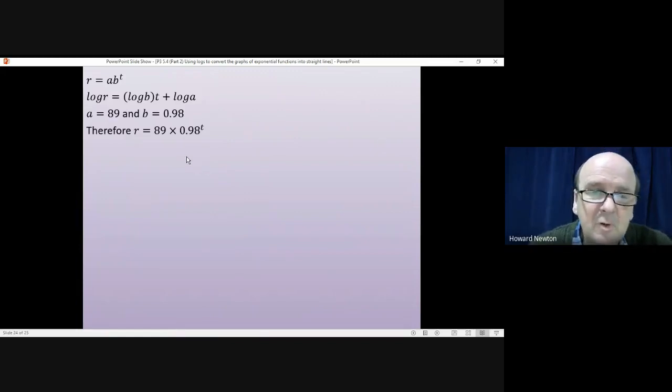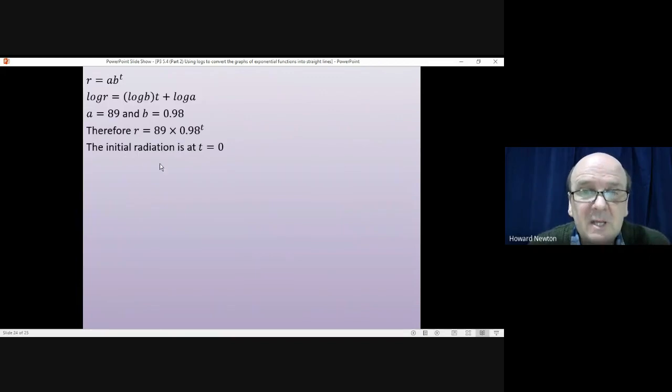Now, if you remember in the question, we were asked to calculate the initial radiation. Well, the initial radiation is at t equals 0. So we just substitute t equals 0 into the equation, and that gives us 89 times by 0.98 to the power of 0, which is just 1. So that will give us about 89 becquerels.